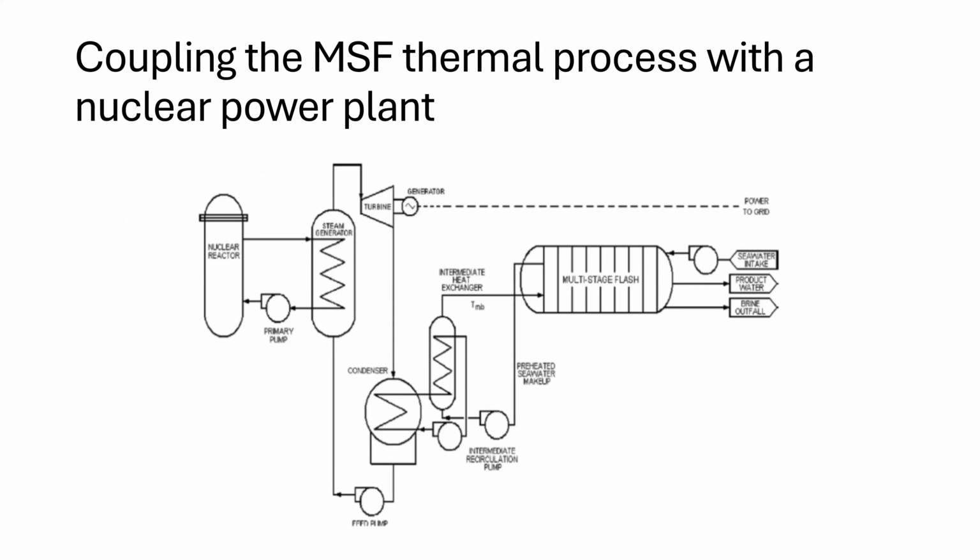So here is an example of coupling of multi-stage flash with a nuclear reactor. You have a nuclear reactor on the left side, the steam generator goes to the turbine, you take it all the way to the condenser, and from the condenser through an intermediate heat exchanger, it goes to the multi-stage flash.